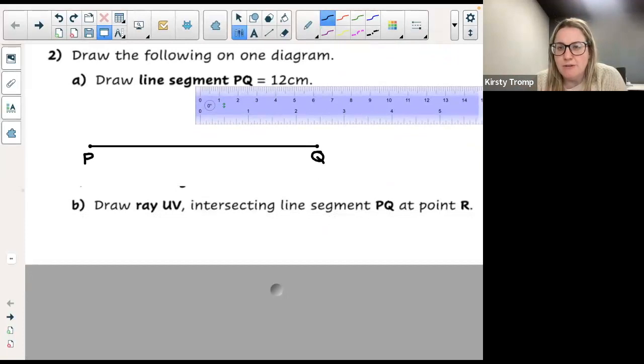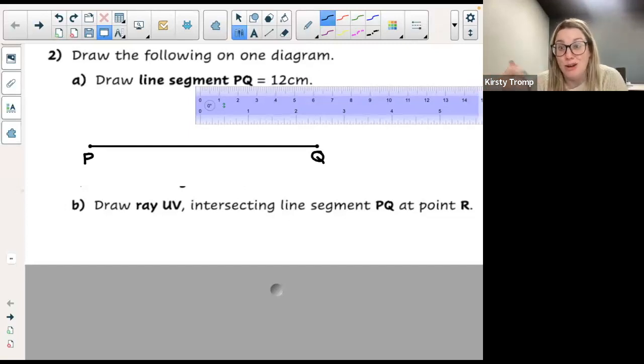All right, so let's hear from somebody different. Christina, why can't it give me a distance for the ray? Because the ray has no end. Well done, Christina. Very nice. Because the ray has no end. It goes into infinity. Fantastic. So because the ray has no end and it goes into infinity, they can't give me a distance for the ray. So they just say, draw a ray intersecting the line segment PQ at point R.